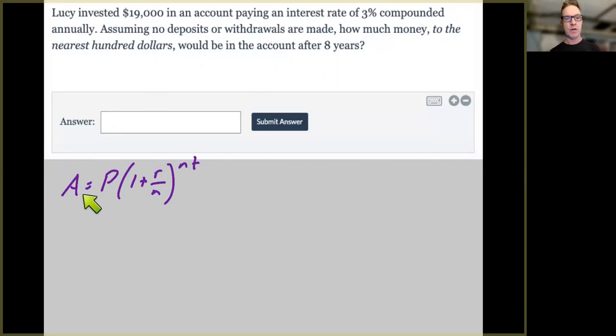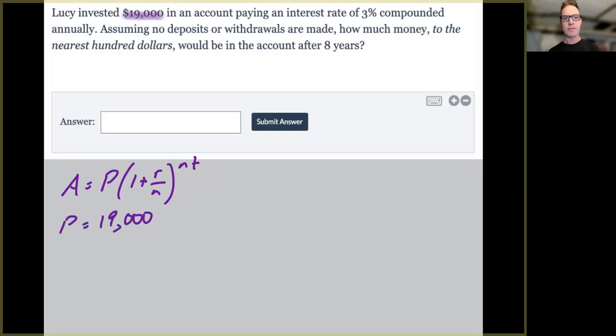So remember, this is our compounding interest formula. The final amount is A, P is principal, R is interest rate, N is number of compounding periods, T is time. Now, if it's annual compounding, N is 1, so we can kind of ignore those ones, right? R divided by 1 is just R. T times 1 is just T.